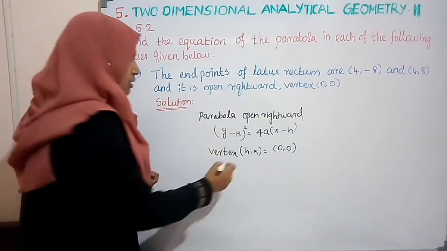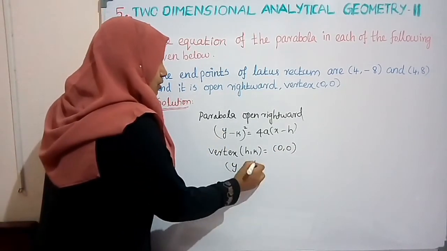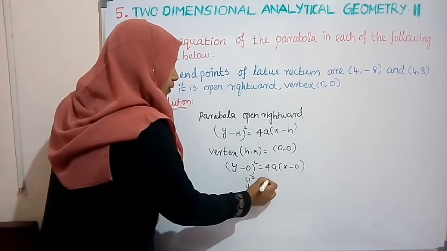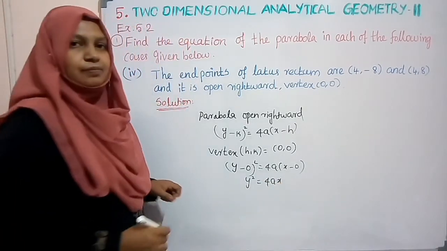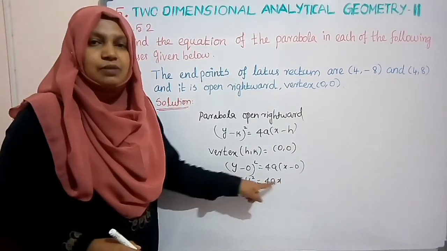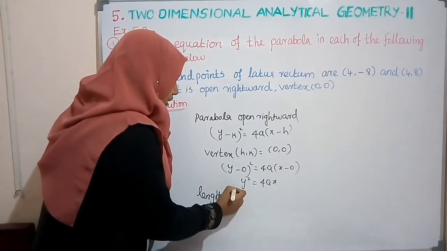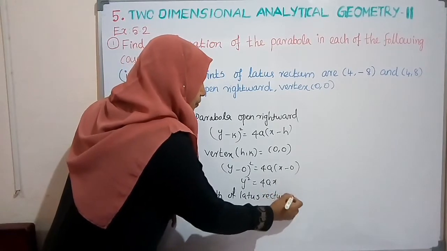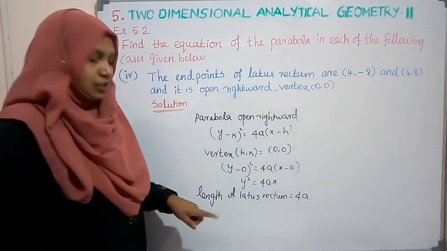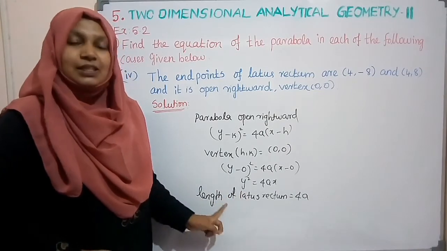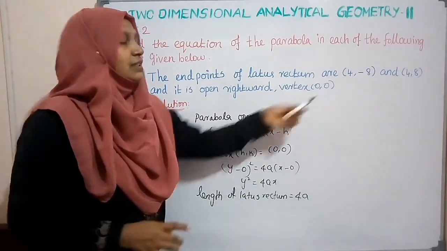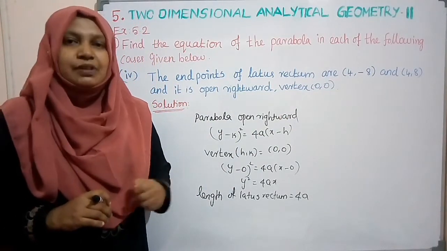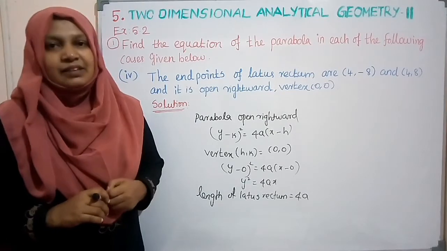Then substitute in this equation. It is (y minus 0) the whole square is equal to 4a into (x minus 0). It is nothing but y square is equal to 4ax. After substituting the vertex, we can find the value of a. The length of the latus rectum is always 4a. Just find the length of the latus rectum. Length means distance. So just find the distance between these two points, you will get the value of 4a. From the value of 4a, we can easily find the value of a.